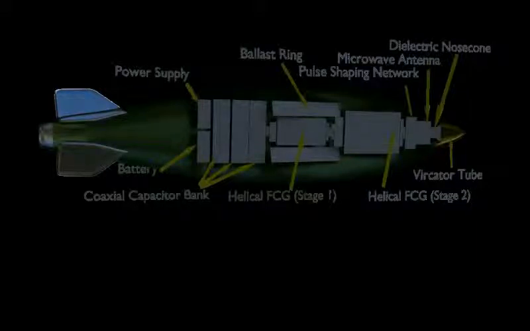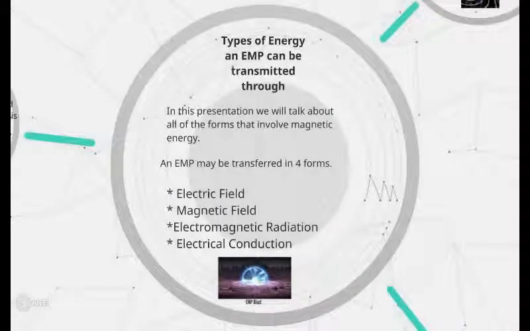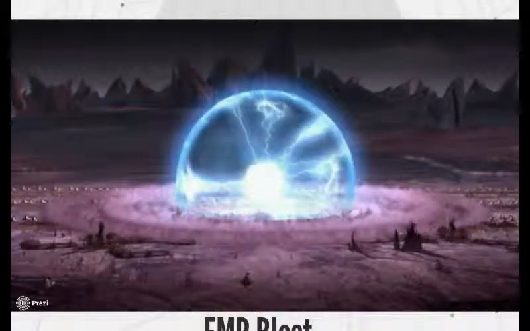Today we will be talking about EMPs, which stands for Electromagnetic Pulse. Types of energy an EMP can be transmitted through. In this presentation, we will talk about all of the forms that involve magnetic energy. An EMP may be transferred in 4 forms: an electric field, magnetic field, electromagnetic radiation, and electrical conduction. And this is an EMP blast.